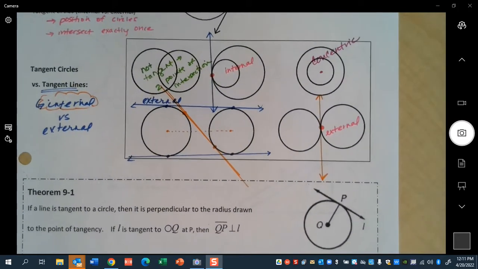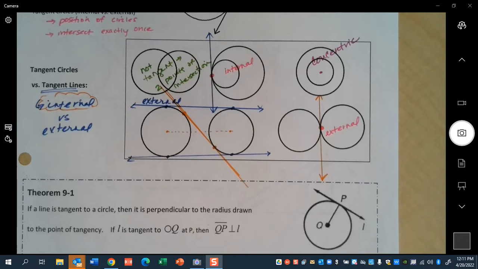So I'll go through that one more time. These circles are externally tangent, but this tangent line is internal. Got it? Externally tangent circles, internally tangent line. Internally tangent circles, and what kind of tangent line is this? It's externally tangent. Tangent lines versus tangent circles. Are we good?